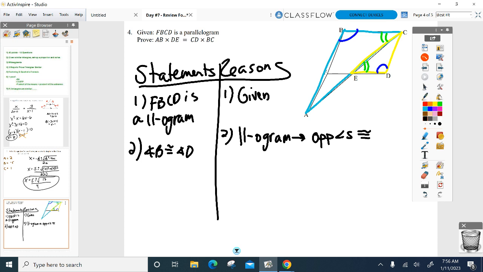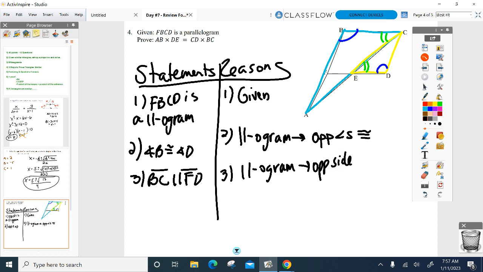The ones Nate gave me, though, would be BC with FD. Parallelogram implies opposite sides parallel. Again, if you're concerned, write both pairs of opposite sides down. And now you could say the alternate interior angles are congruent. Angle BCE congruent to angle CED.